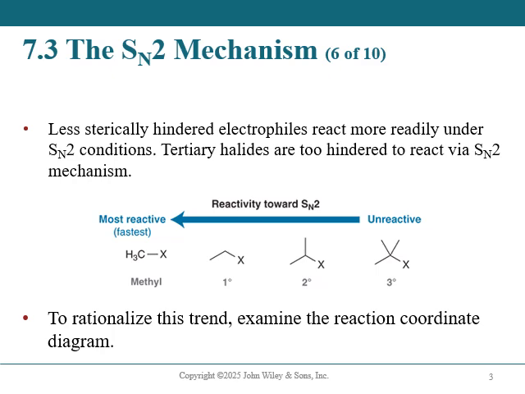Less sterically hindered electrophiles react more readily under SN2 conditions. In other words, if you have space for this concerted process to happen, then it happens easier. But the more bulky, the more sterically hindered the process becomes, the less reactive the species become. You usually just go through a different mechanism, such as an SN1.